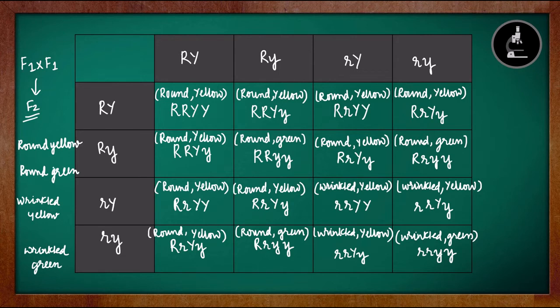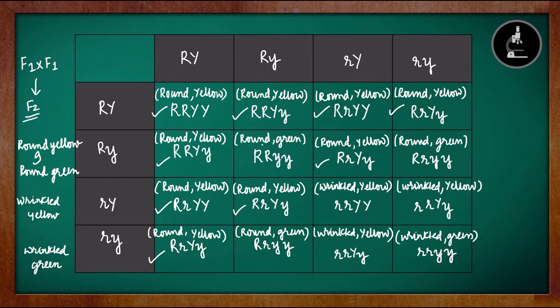Now let us look at how many possibilities of round yellow. Round yellow 1, 2, 3, 4, 5, 6, 7, 8, round yellow 9. So if we see, there are 9 chances of getting round yellow out of 16. So 9 round yellow seeds.